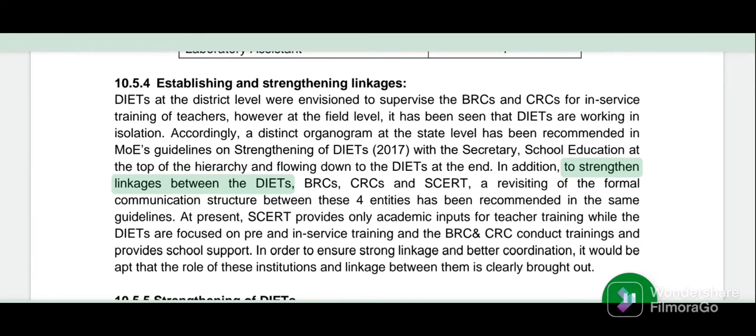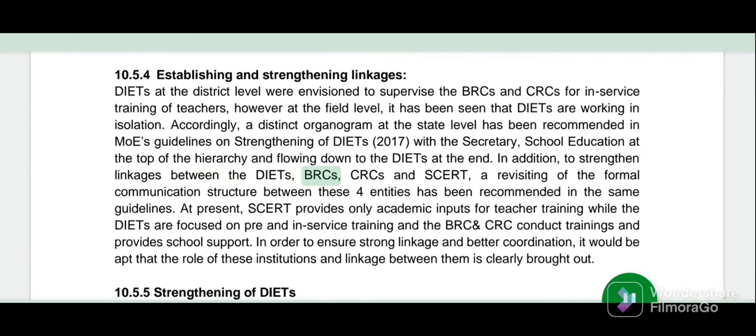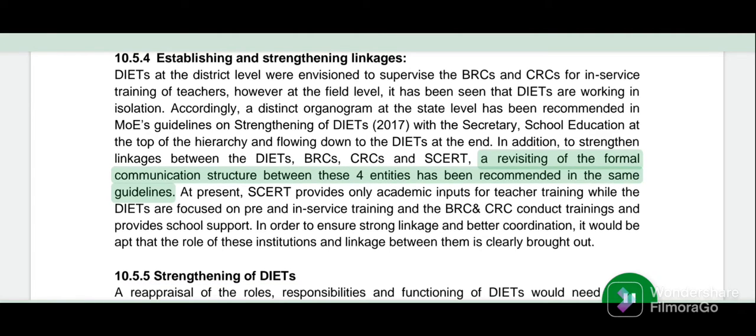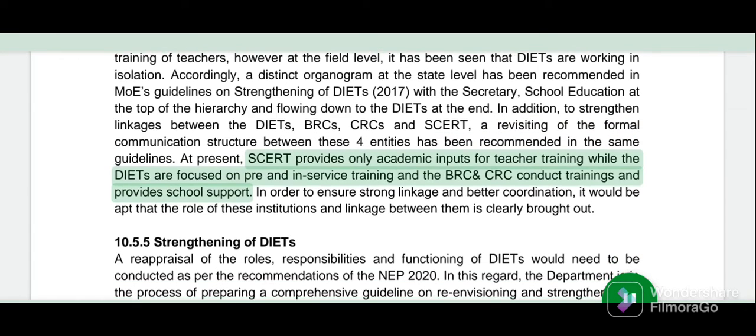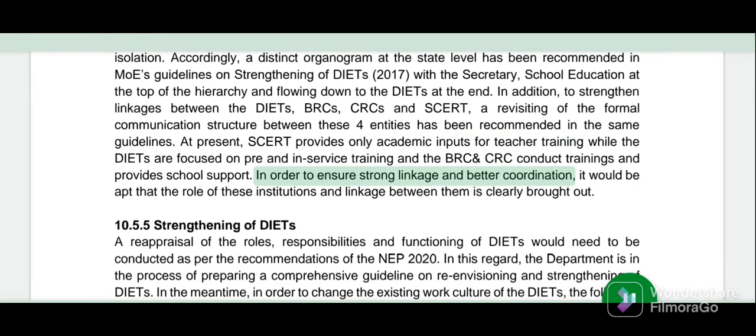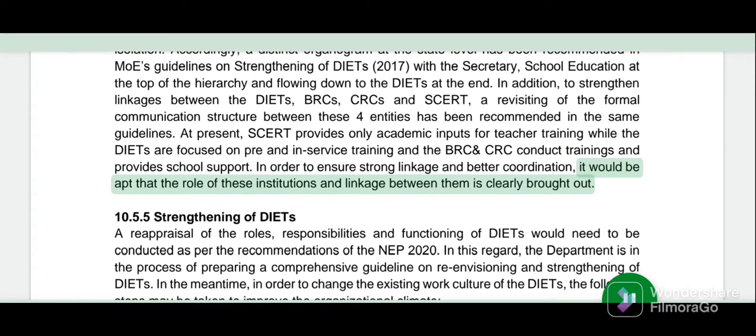In addition, to strengthen linkages between the DIETs, BRCs, CRCs and SCERT, a revisiting of the formal communication structure between these 4 entities has been recommended in the same guidelines. At present, SCERT provides only academic inputs for teacher training, while the DIETs are focused on pre- and in-service training, and the BRC and CRC conduct trainings and provide school support. In order to ensure strong linkage and better coordination, it would be apt that the role of these institutions and the linkage between them is clearly brought out.